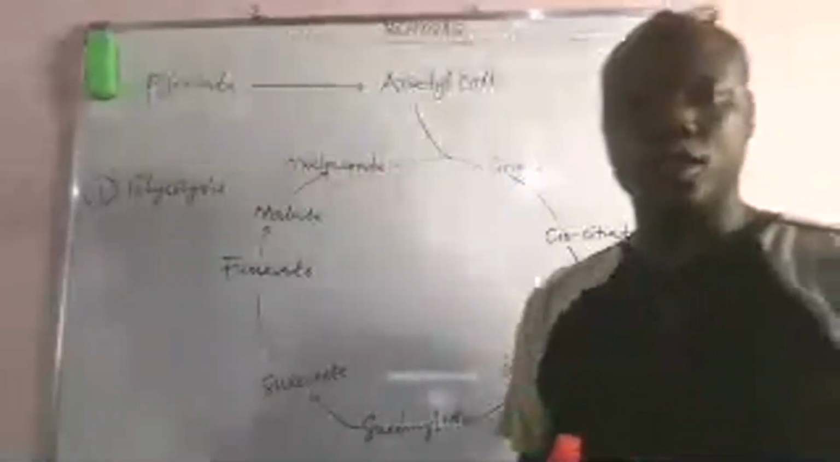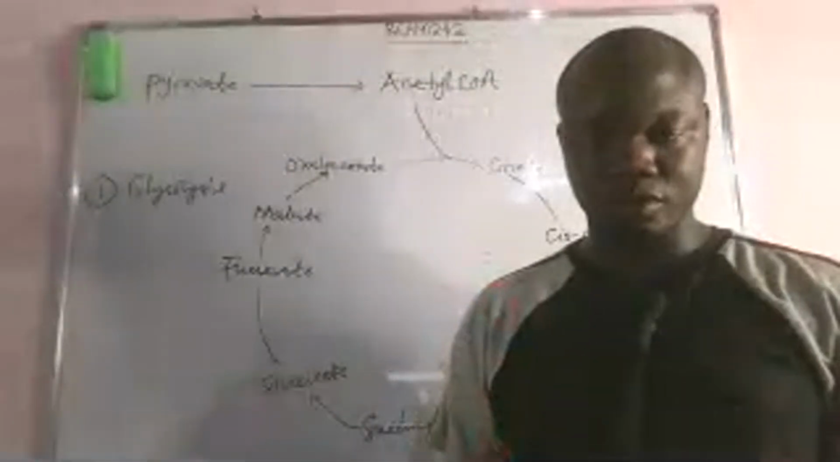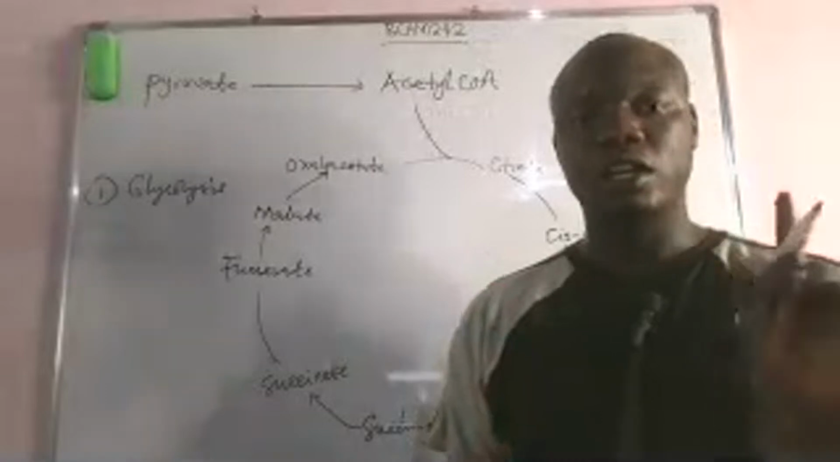And what is glycolysis? Glycolysis is the breaking down of glucose to produce pyruvate. So at the end of glycolysis, we are expecting glucose to be converted into 2 molecules of pyruvate. That is one. And then the second stage, let me just write it here.